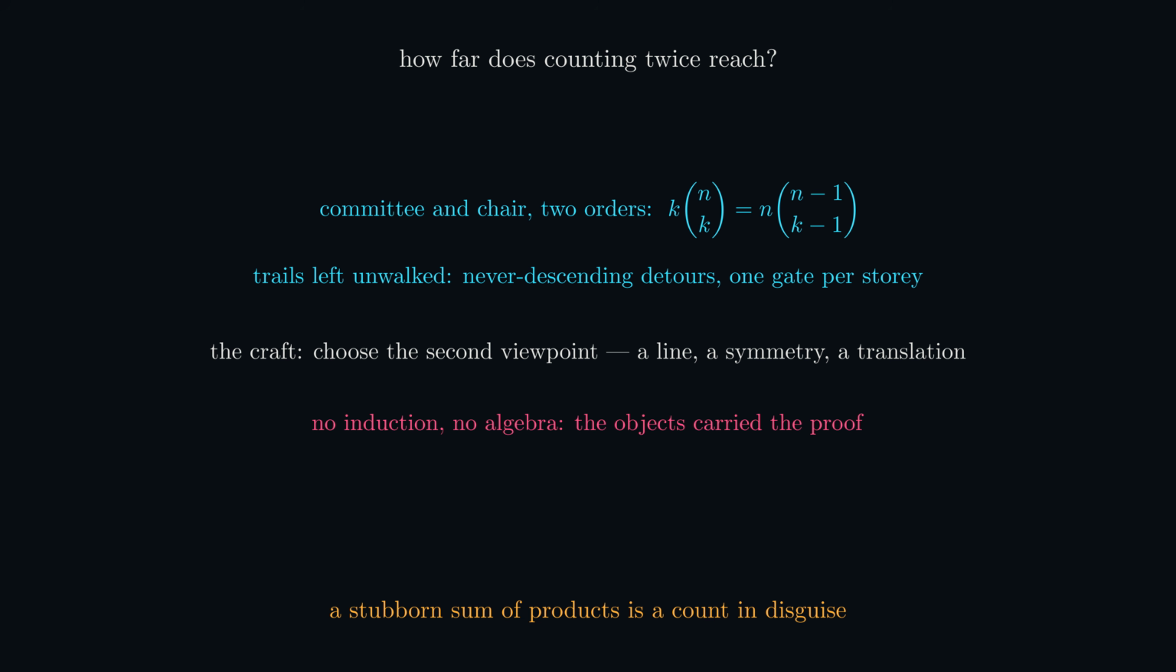An identity from an earlier episode of this series, now unmasked as the same move. The source material offers more trails we left unwalked, paths that may wander but never descend, counted by choosing 1 gate per story. The craft always is the second viewpoint, a checkpoint line, a symmetry cut, a translation of steps into letters. Nothing here needed induction, and nothing needed algebraic manipulation. The objects themselves carried the proof. When a sum of products looks unprovable, ask what it might be counting, then count that thing another way.